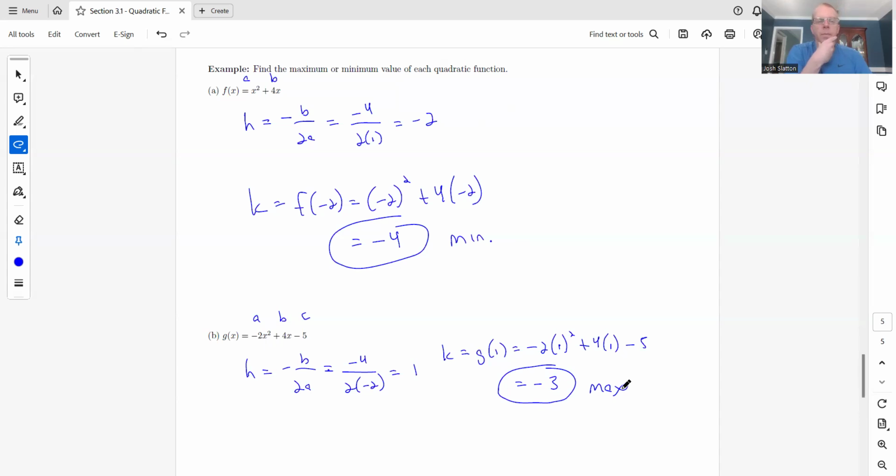All right, so nothing too complex in this one. It's mostly getting used to the terminology. Finding the vertex is probably the main point that you need to make sure you get.